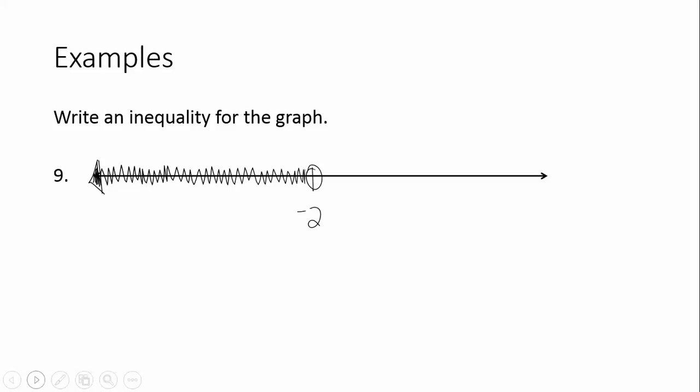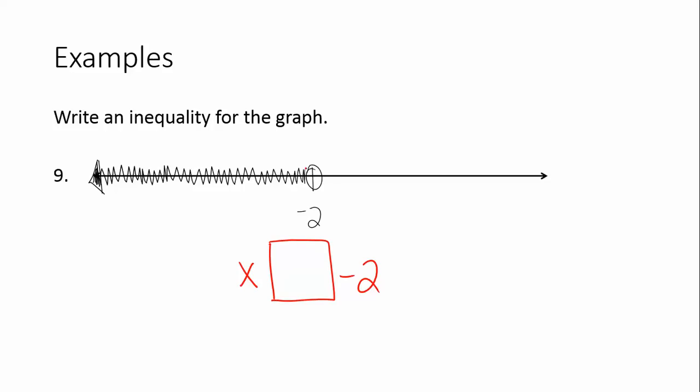Now let's write an inequality for the graph. So this is kind of reverse. Here we're given the graph, we need to write the inequality, where on the previous three examples we were given the inequality and we had to draw the graph. So for this one, these are pretty simple. You need a variable and you need a number. So the variable goes on the left, the number on the right. Now we just need to know what symbol do we put in the middle.